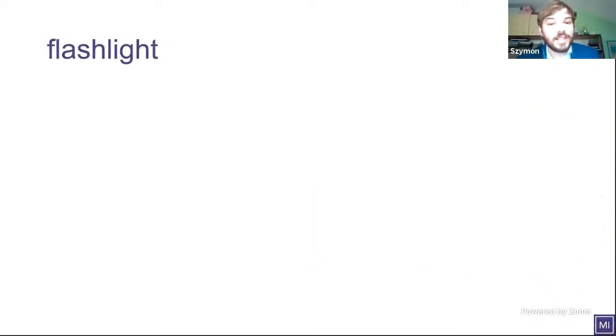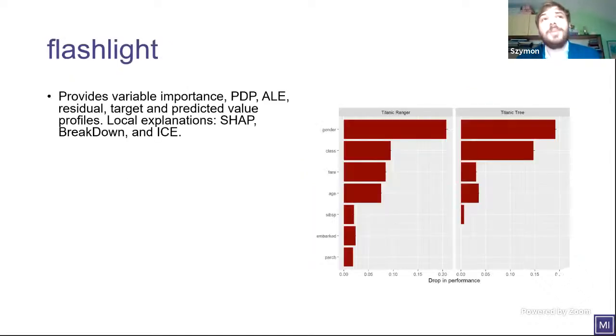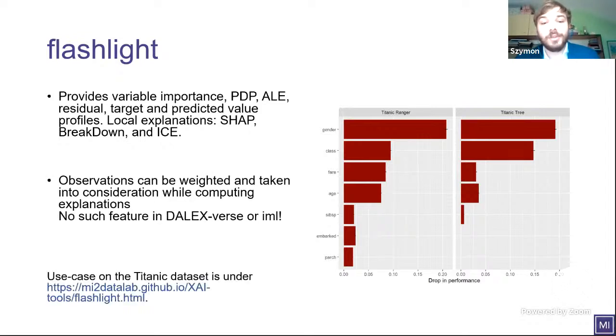Next package is Flashlight. Flashlight is a big combined package for XAI, meaning that it implements a lot of different explanation methods, and they are listed on the slide. As you can see on the right side, the plots in this package are quite nice. Also, it allows us to explain two models at once, which saves a lot of time, and allows us to compare explanations of two models very easily without additional effort.